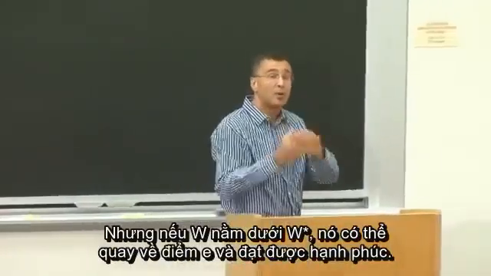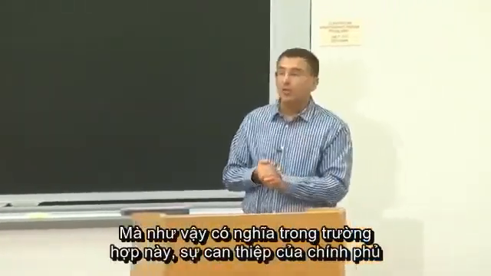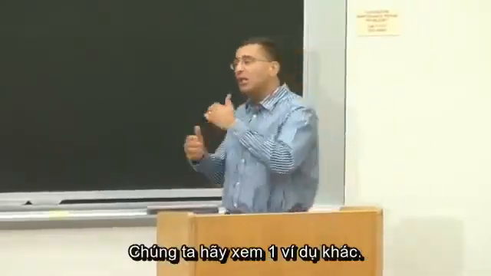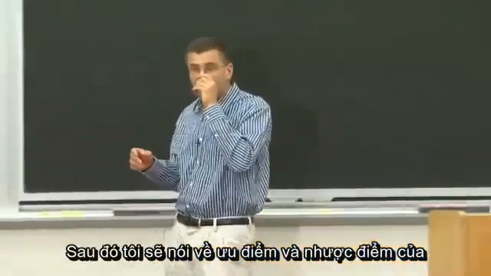But if W lower bar was below W star, it could get there and be happy, so government intervention would make no difference. Okay? That's one example of a government intervention. Let's do another example, and then I want to talk about the pros and cons of these government interventions.